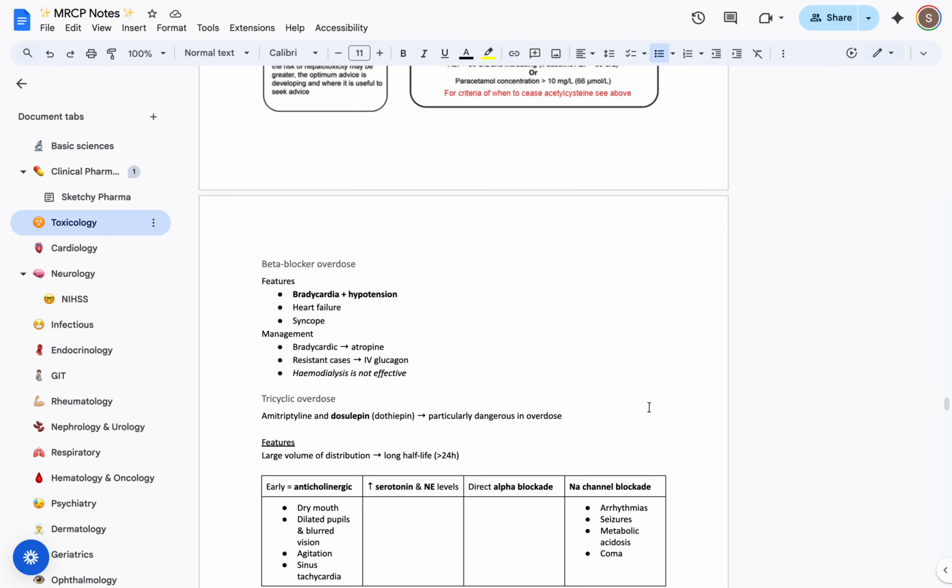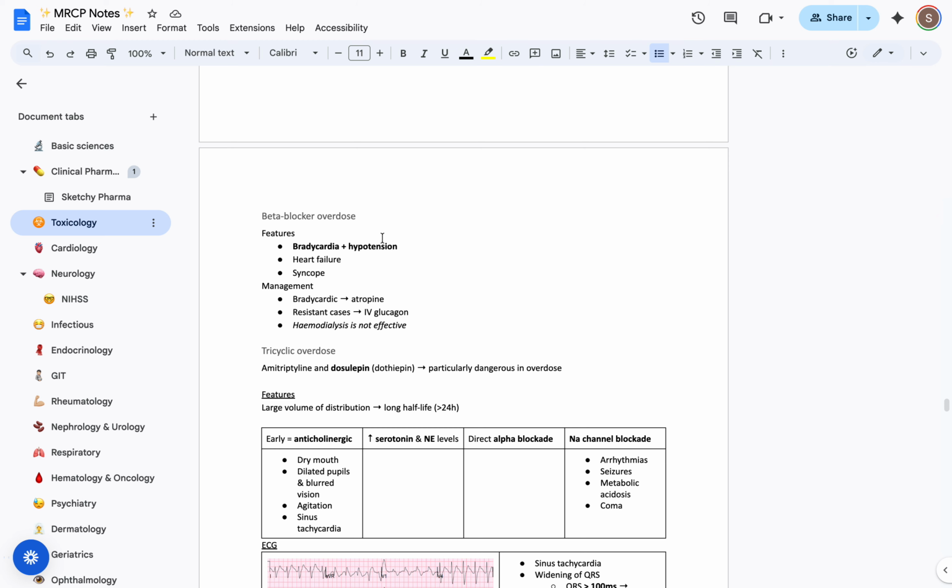Okay. Now, beta blocker overdose, the main features are bradycardia and hypotension. If it's bradycardic, you give atropine. If it's resistant, you give IV glucagon. Hemodialysis is not effective for beta blockers.